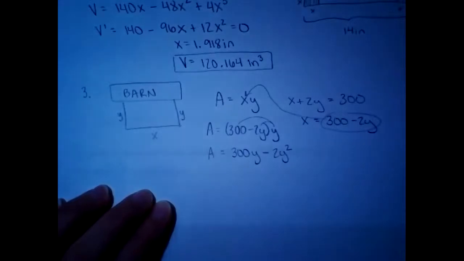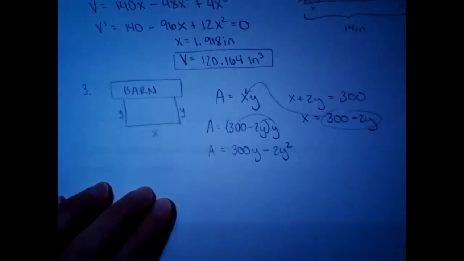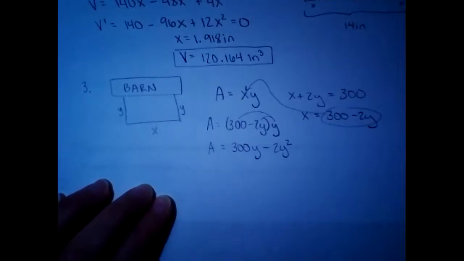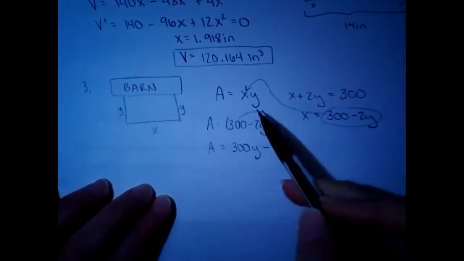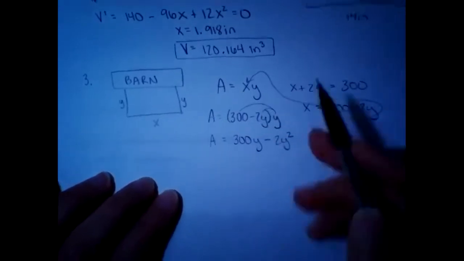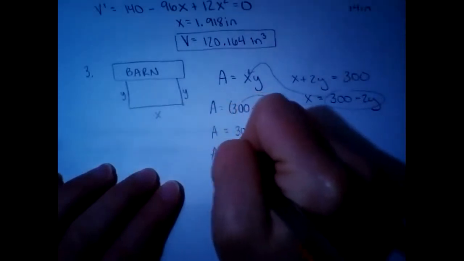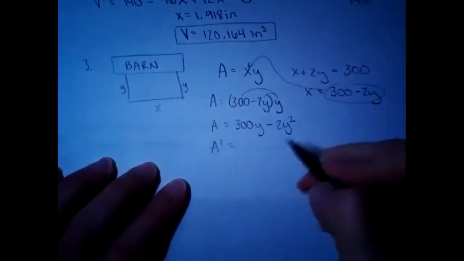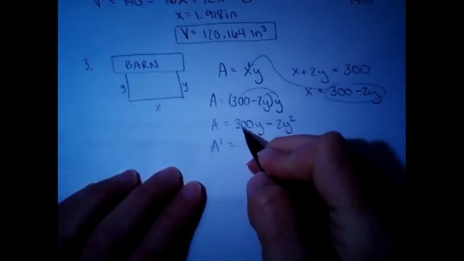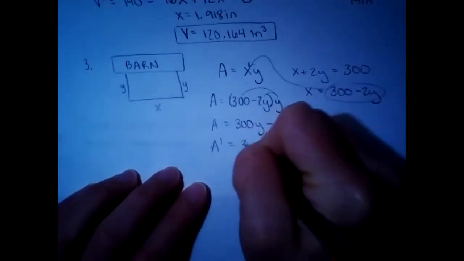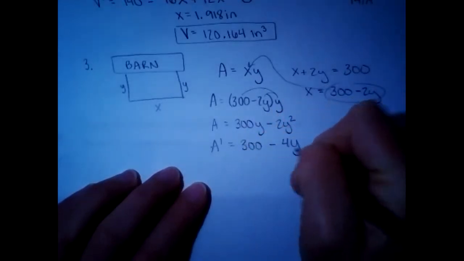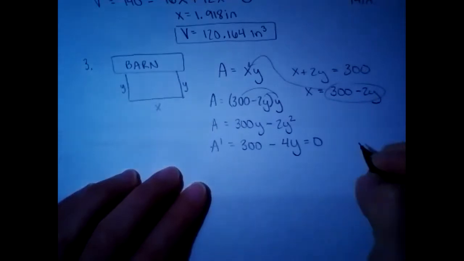And then please don't forget the most important step. It is the only step that is calculus. The rest of this is just algebra so far. It's just getting an equation and substituting something in. Don't forget to do derivative equals 0. That's what gives you your critical points. It's the most important part. So this will be 300 minus 4y equals 0.